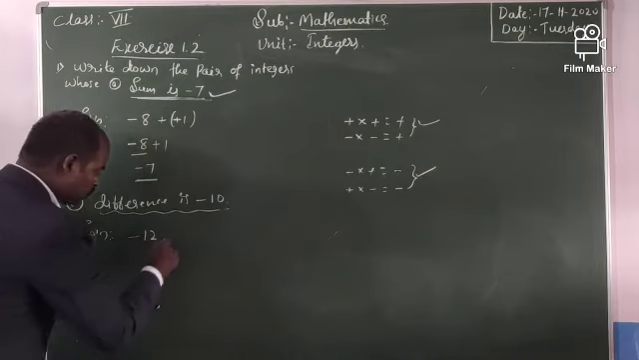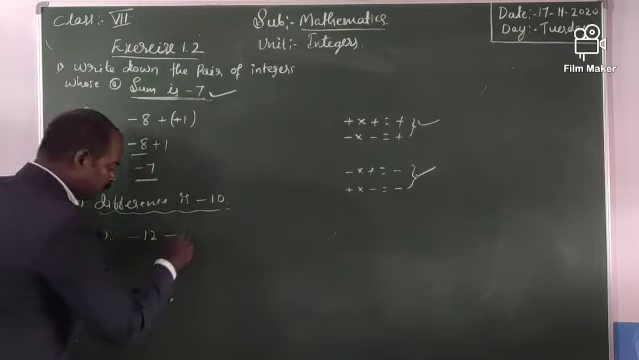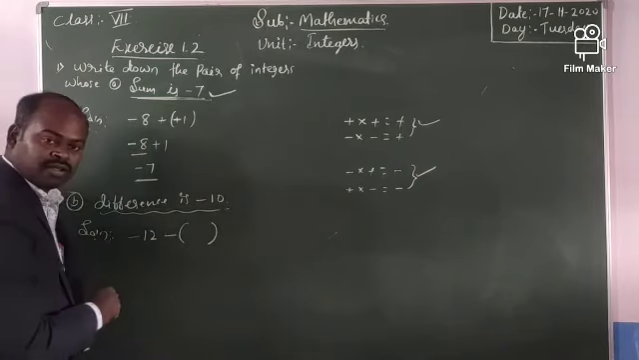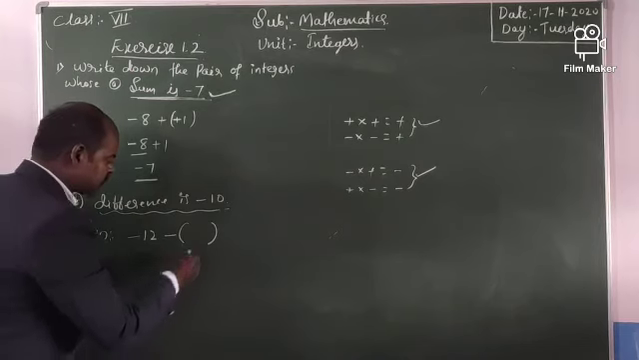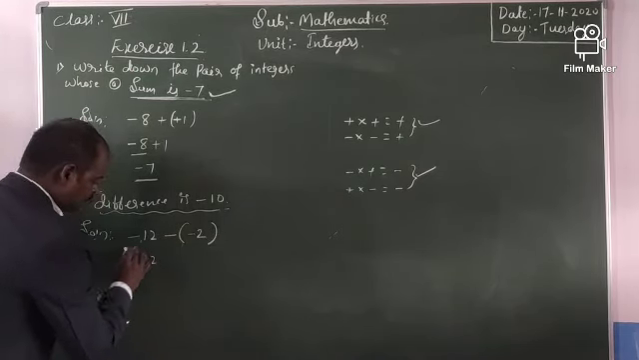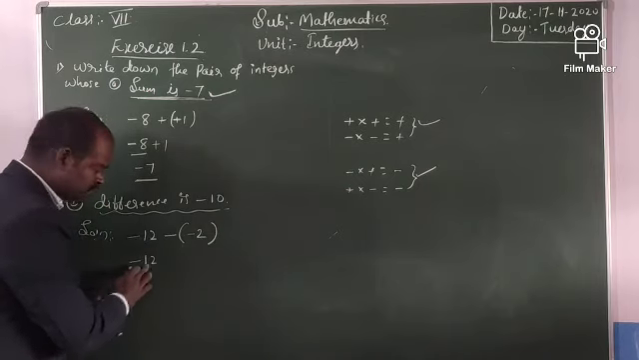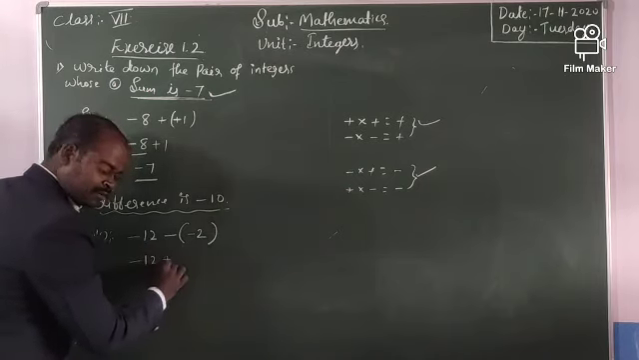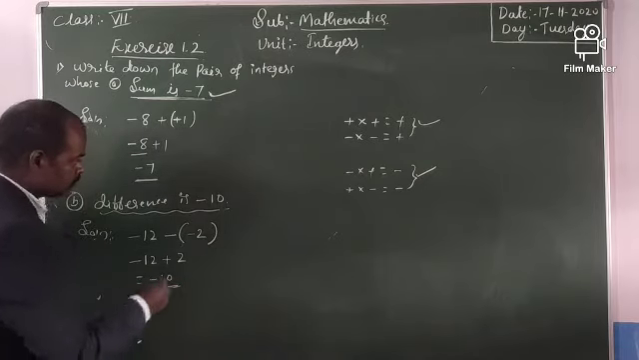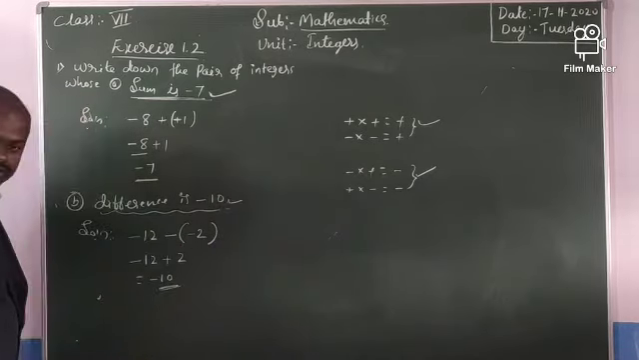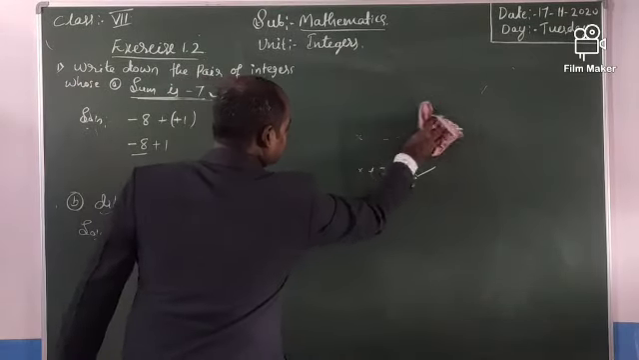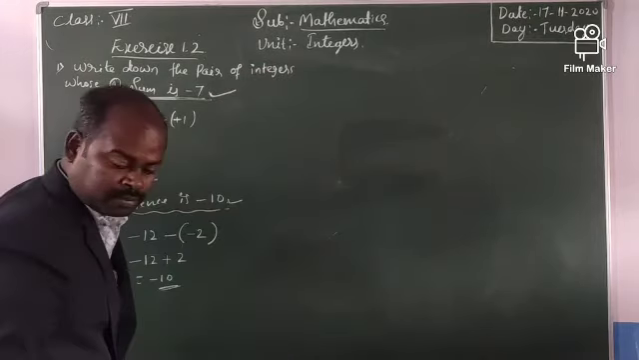-12. Difference means subtract. What do we have to subtract? How much? If we subtract from -12, we will get -10. Yes, -2 we have to subtract. Then simplify it. -12 right as it is, minus into minus plus 2, which is equal to -10. So the given statement holds good. Solved. Next, let us see another problem.